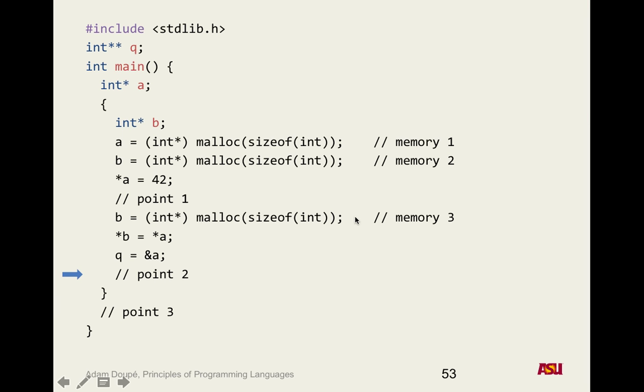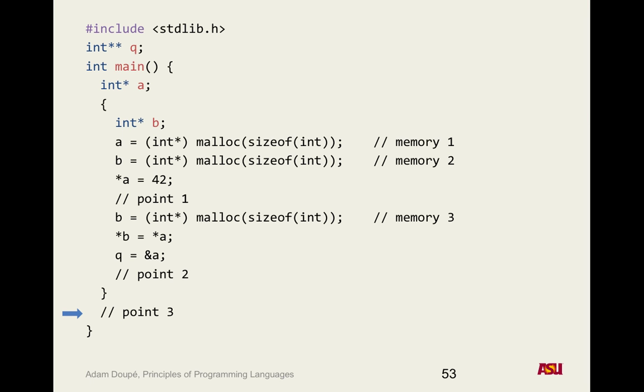Do we have any garbage? Yes. Which memory address is garbage? 2. Right? Because after this, we can no longer access this memory location. There's no combination of stars or address operators that would get us to this memory location 2. All right.